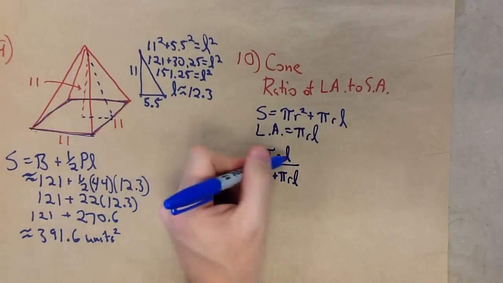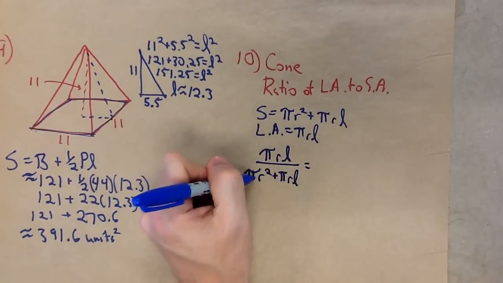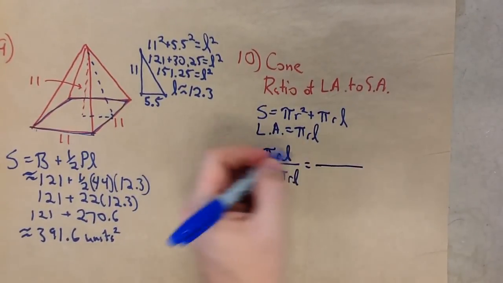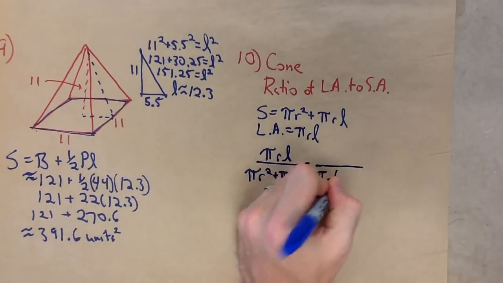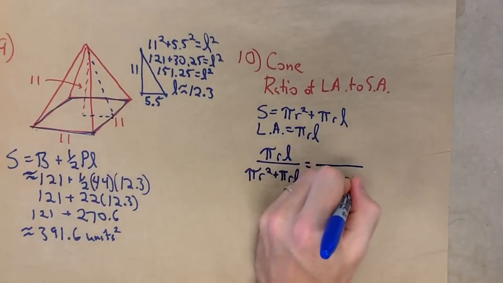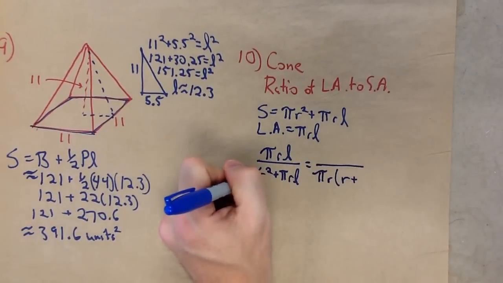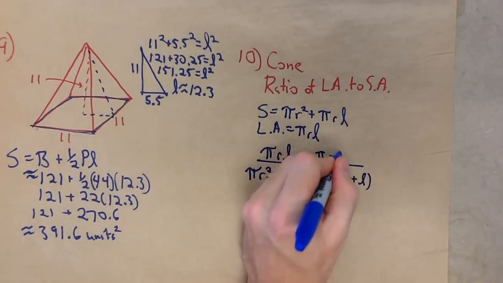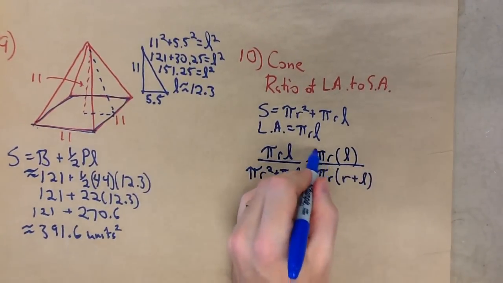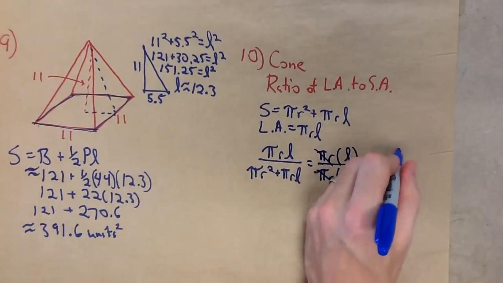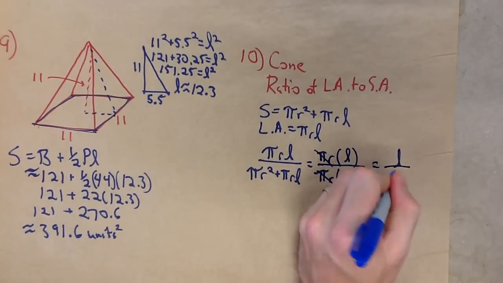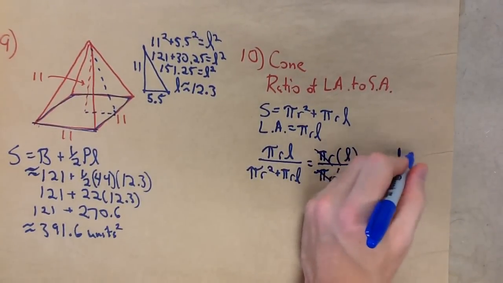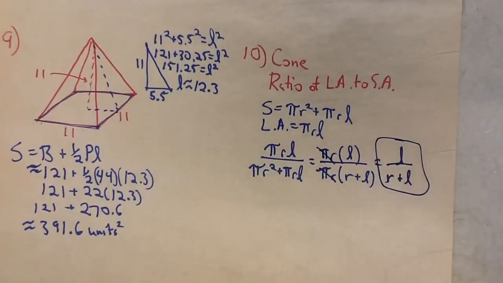Now what we can do is factor out terms we have. I have on the bottom a common term of pi and r. So that leaves me with r plus, so r is out of here, and an L down there. Pi and r come out, L left here. These reduce, so our ratio is the slant height to the radius plus the slant height from the surface area.